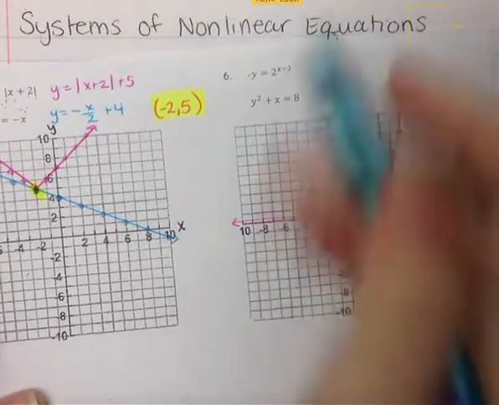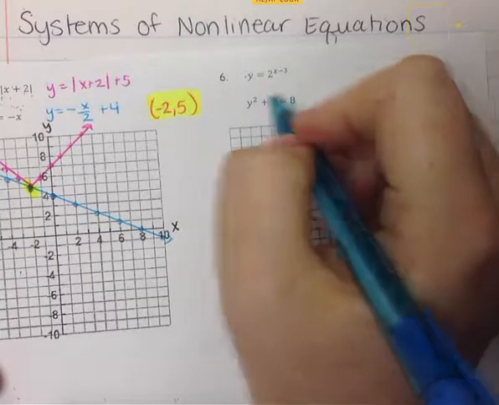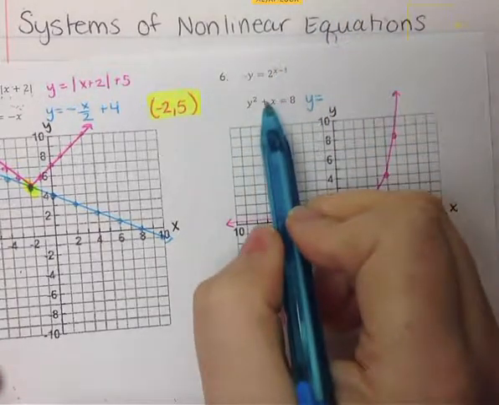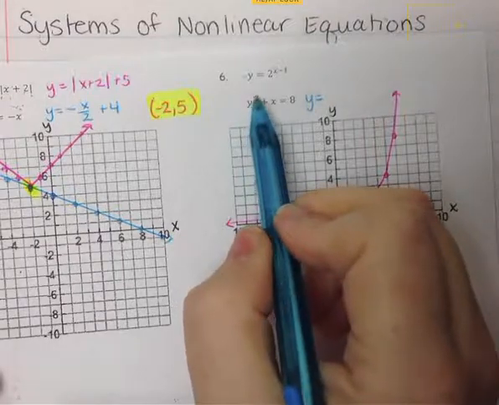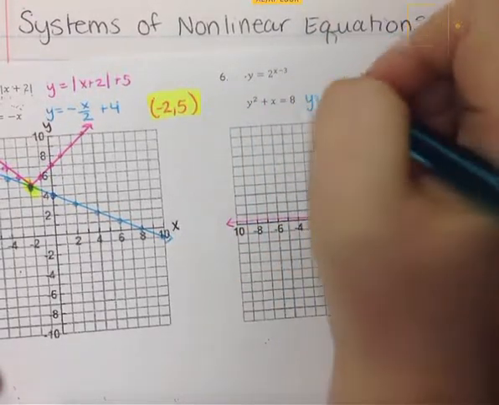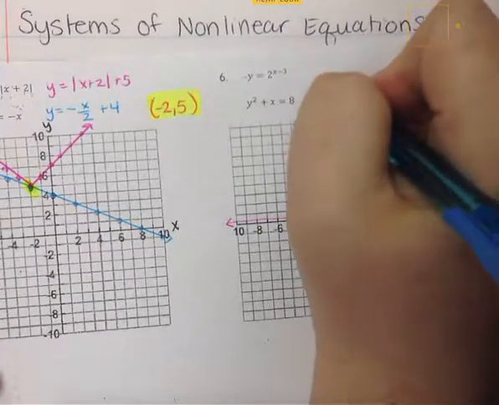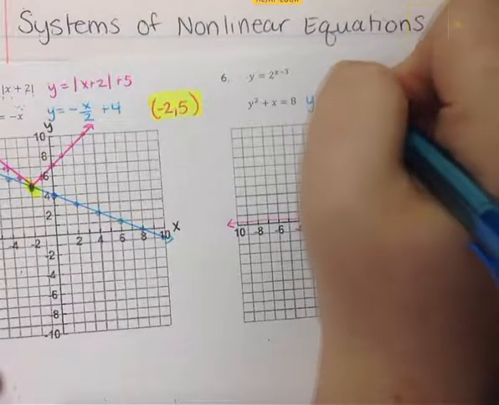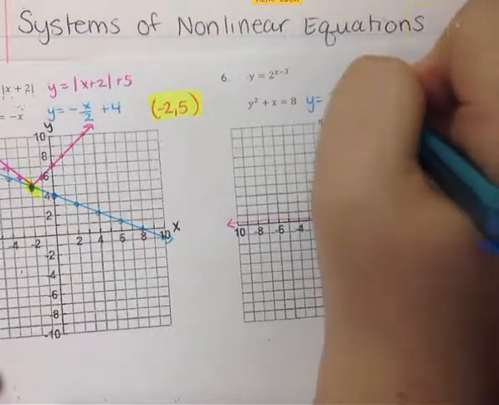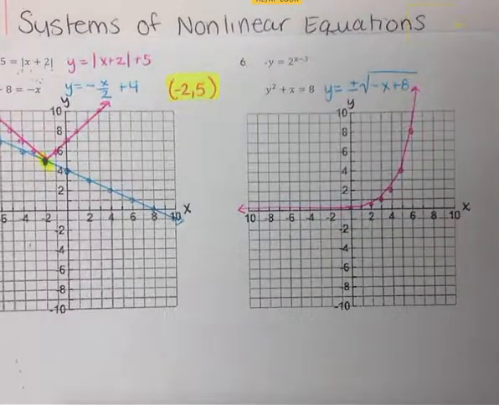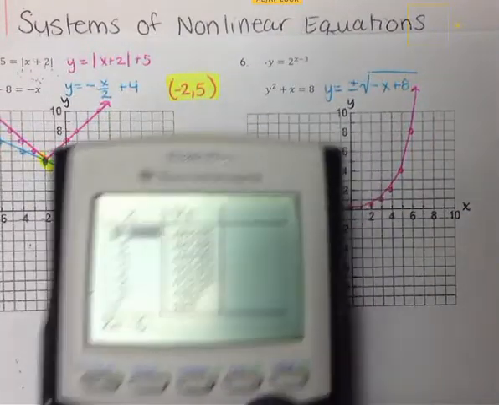So now the blue, I need to put this into the correct format. So I'm going to have y equals. I'm going to have to subtract the x, but I will have to take the square root. When I take the square root, I have to put a plus or minus on the square root symbol. And I would have subtracted that x already. So negative x, and then plus 8. So I need to graph this, and I can also use this in my calculator.